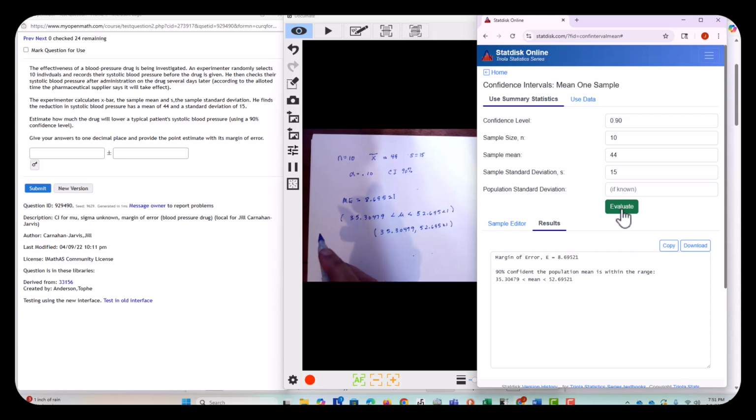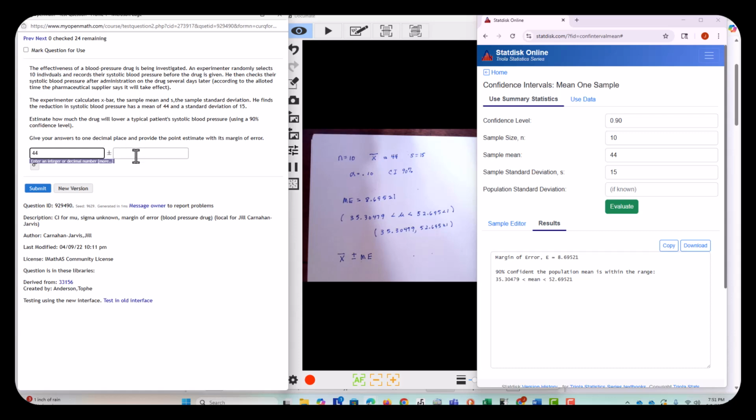Now, it's wanting you to write this as X bar plus or minus your margin of error. Well, we know that X bar is 44. So, actually, this is going to be 44 plus or minus the margin of error. And your margin of error, how many decimal places? 1? 8.7?